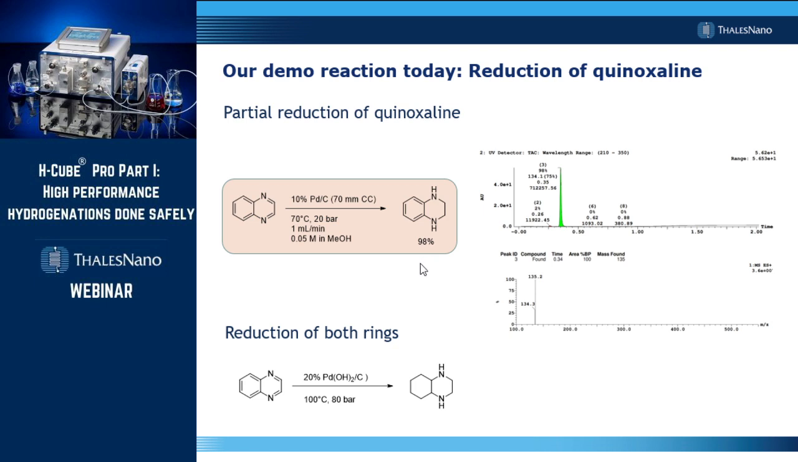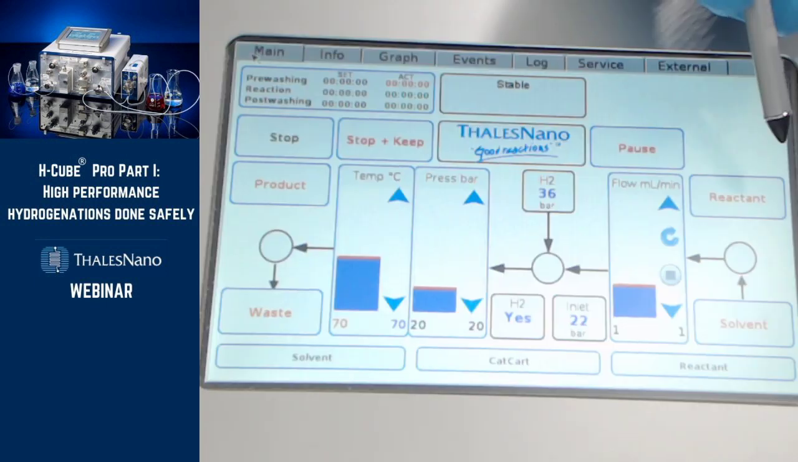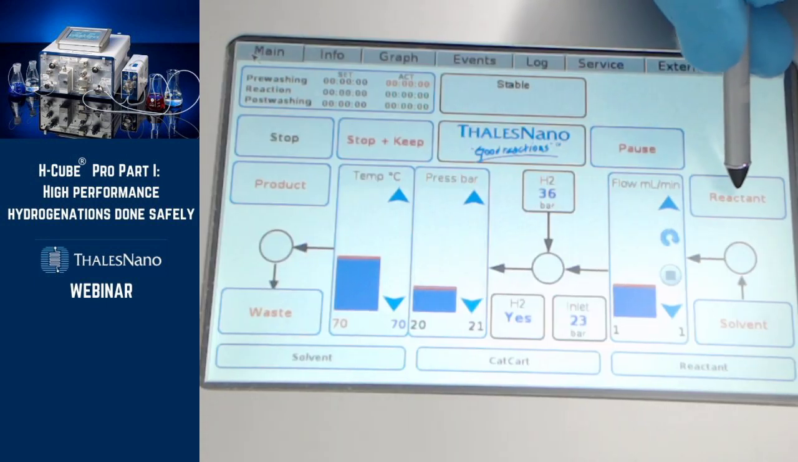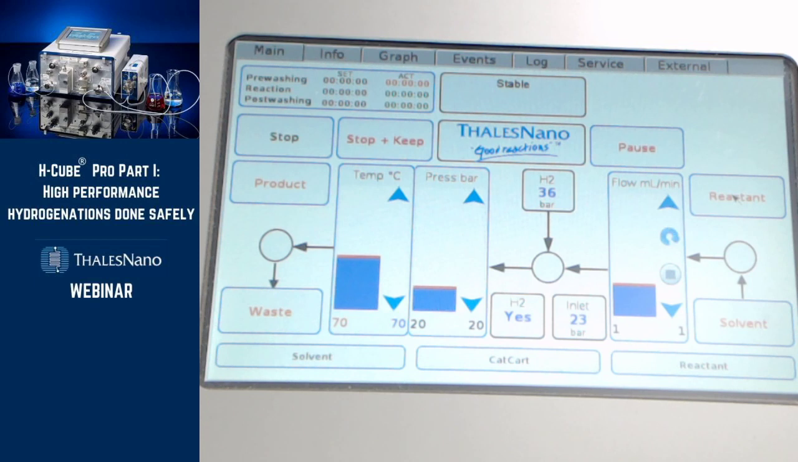Using palladium hydroxide catalyst, it's also possible to perform full reduction of quinoxaline, but we will not focus on that today. So now we go back to the software, and I will click on reactant, which means that our switch valve changes, and now not the solvent will be delivered by the pump, but the solution of our starting material.